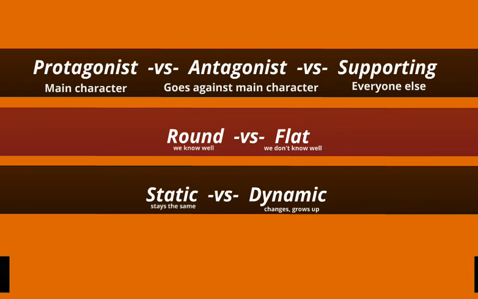Our antagonist then is going to be the one who goes against the main character, the one who causes problems for that main character. And then everyone else, this one's going to be easy once you figure out the first 2, everyone else will be a supporting character.